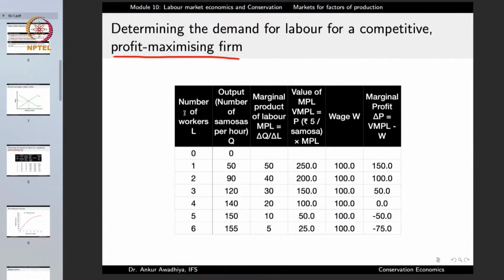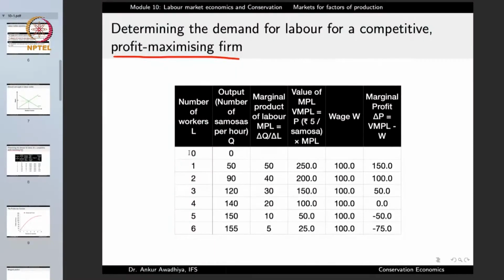Now, in this chart, in the first column, we have the number of workers. The firm can have 0 workers, it can have 1, 2, 3, 4, 5, 6, or n number of workers. Because the production of samosas requires labor, if you have the firm with 0 laborers, then probably the amount of output will also be 0. So in that case, we are just taking this value of 0 as a theoretical construct. It is not a practical construct, because you will not find a samosa making firm that is not employing anybody.